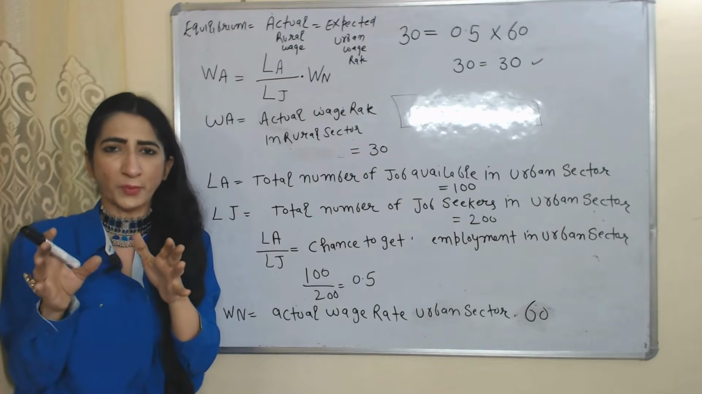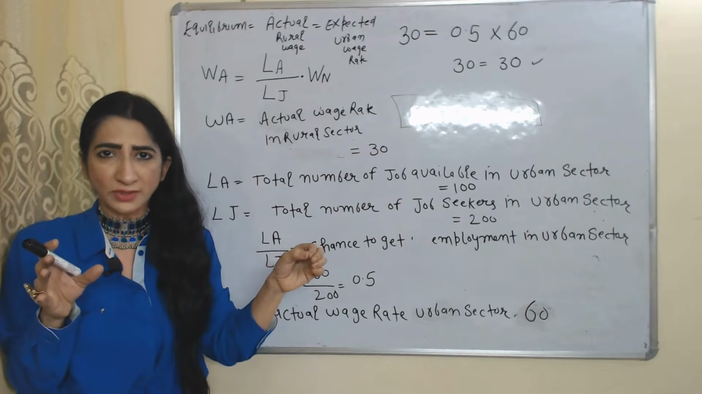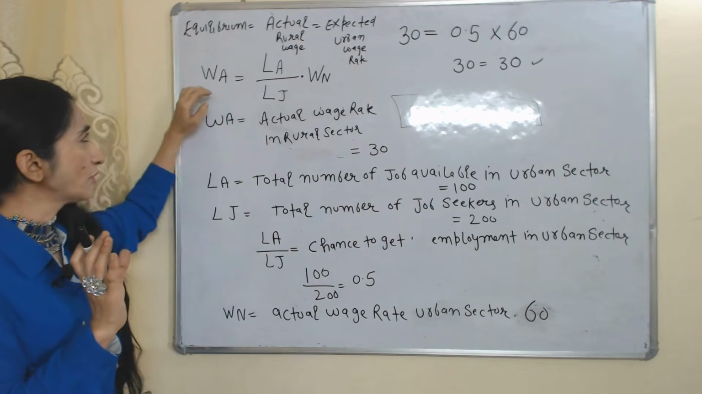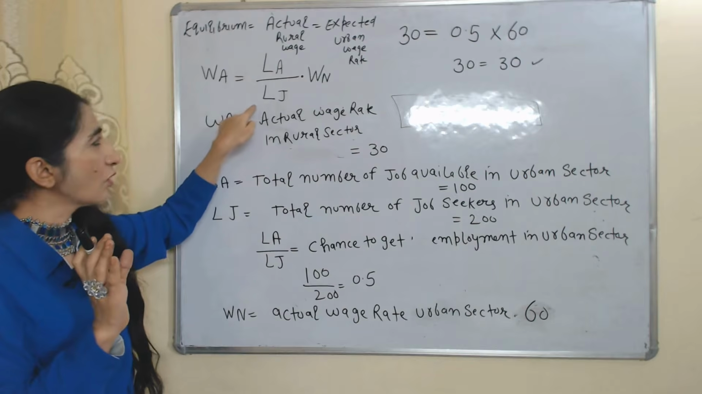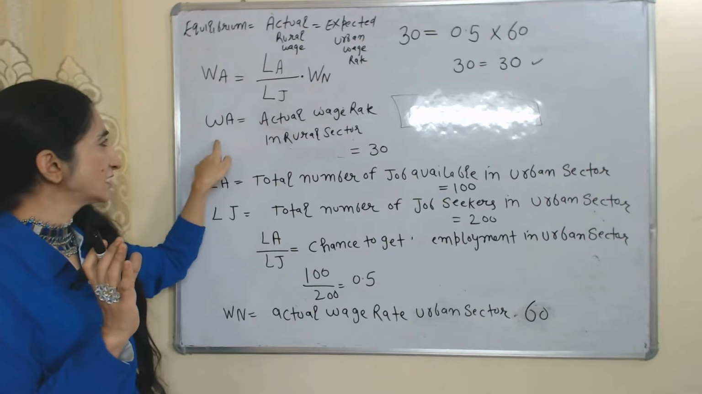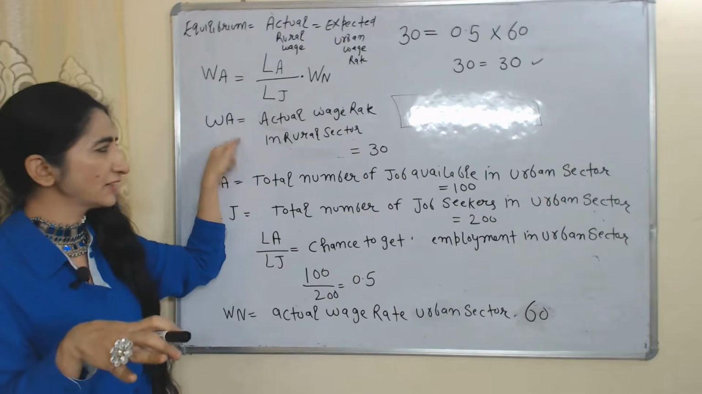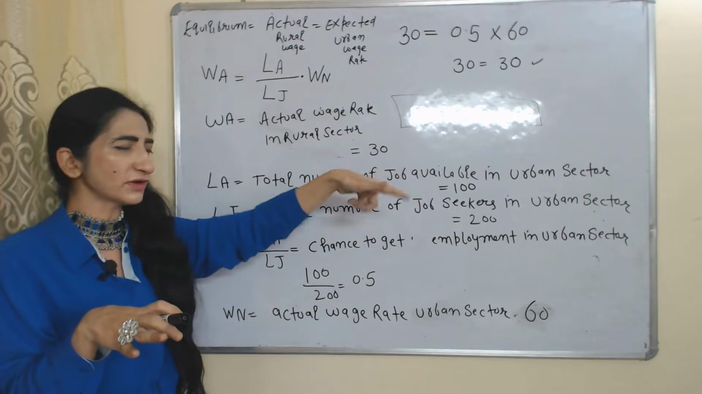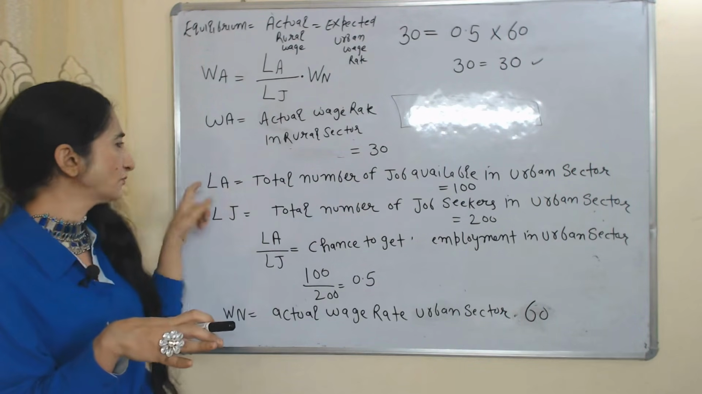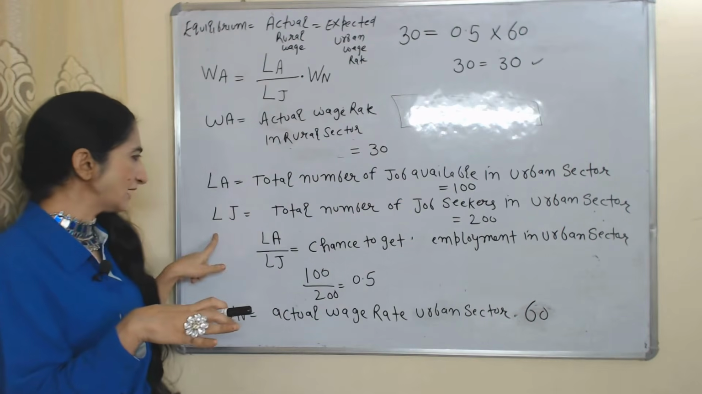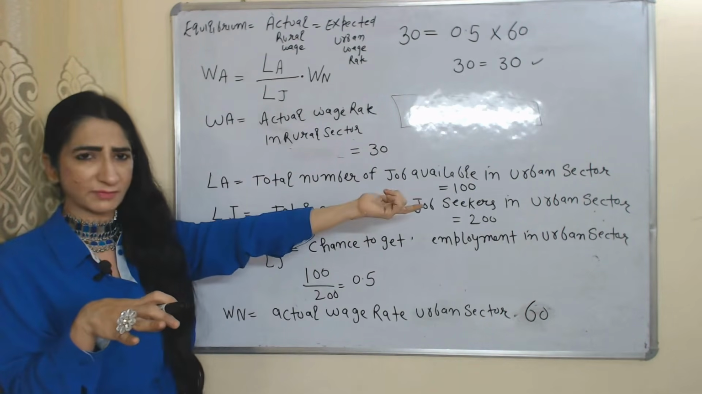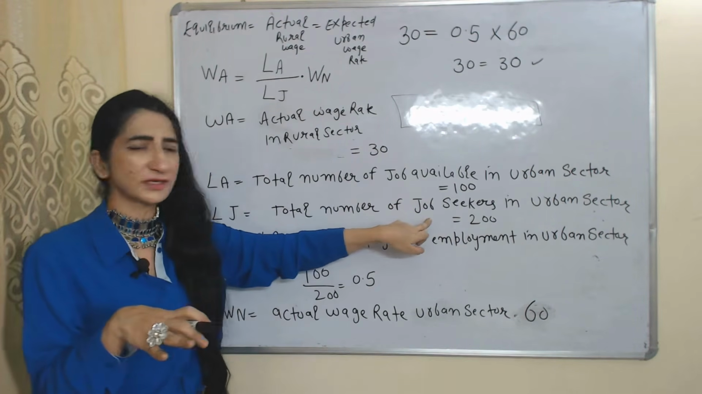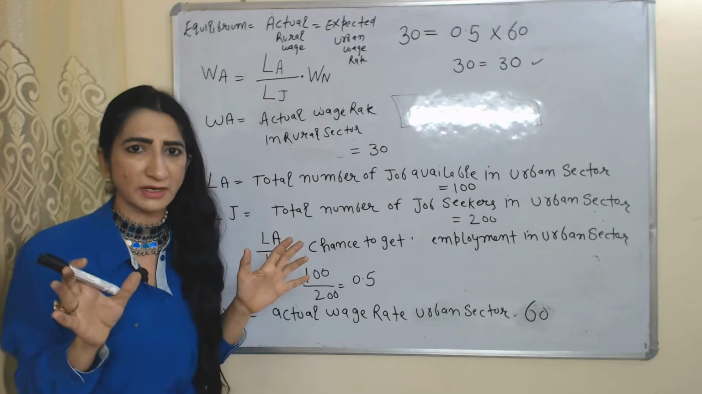Now we will see the equilibrium point where actual rural wage rate is equal to expected urban wage rate with the help of one formula. The formula is WA = (LA / LJ) × WN. Here WA is actual wage rate in rural area and we assume WA = 30. LA is the total number of jobs available in urban sector and we assume LA = 100. And LJ is total number of job seekers in urban area and we assume LJ = 200. Job seeker means how many people are finding job in urban area.